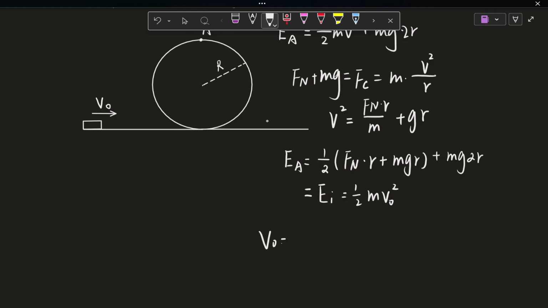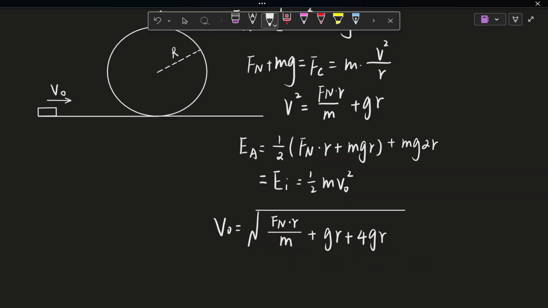v naught will be equal to the square root of Fn times r over m plus gr plus 4gr, which will be v naught, and it is equivalent to the square root of Fn times r over m plus 5gr. And this is your final answer.